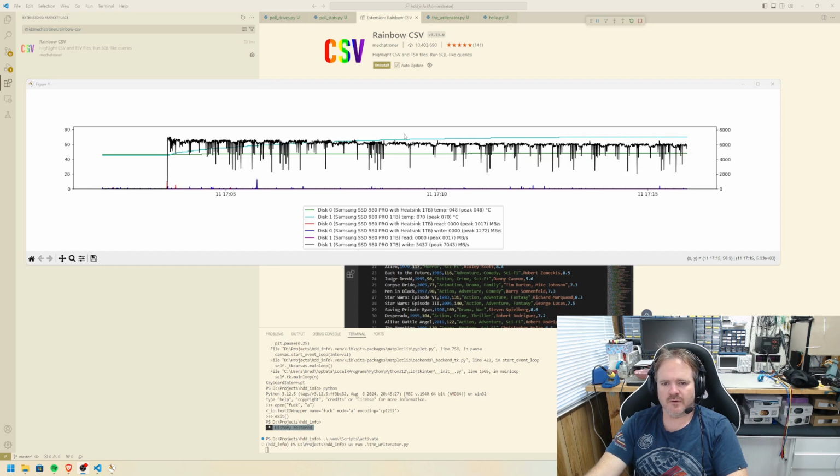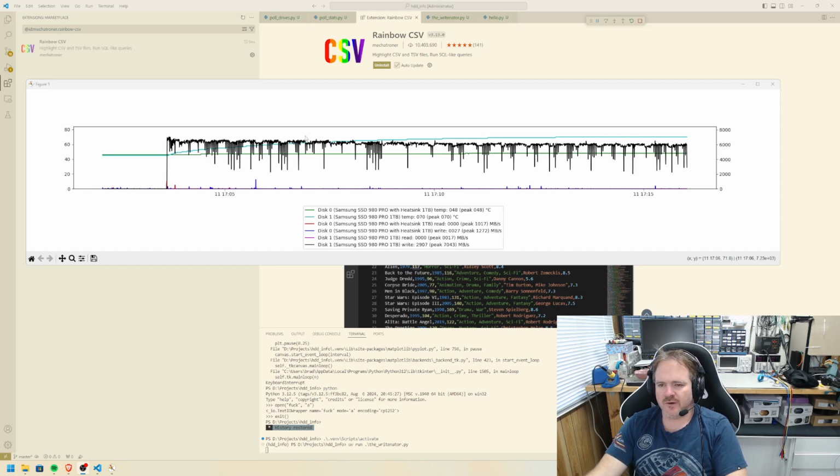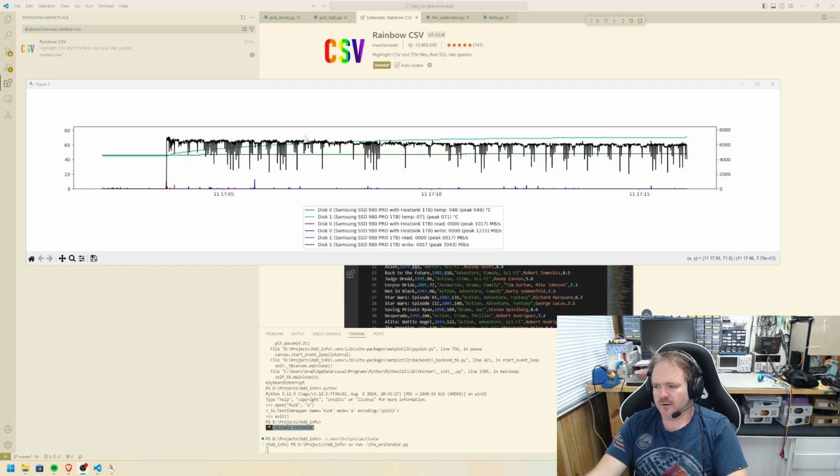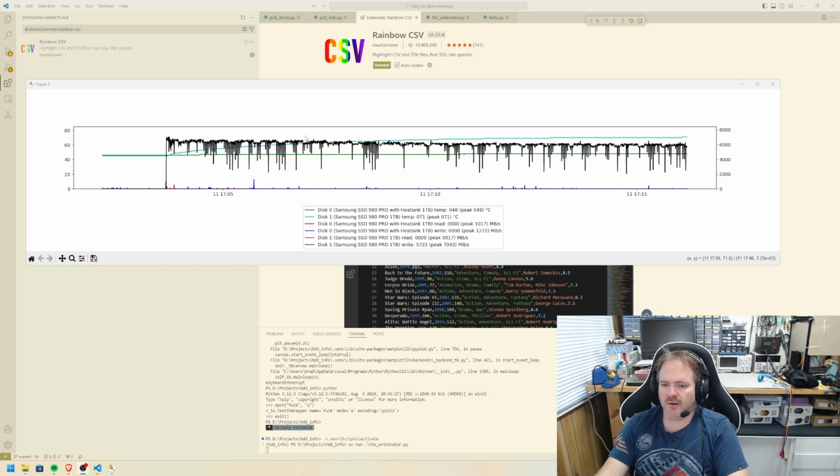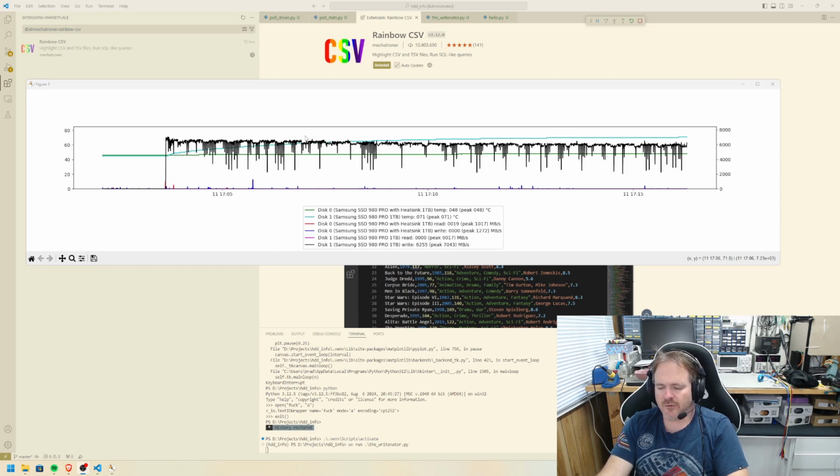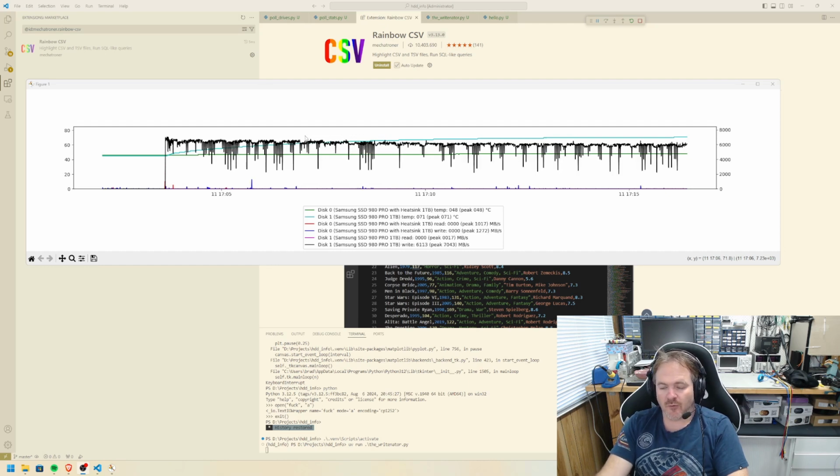So I'm gonna stop it there, and to me, I don't even need to look at the CSV files. It's a clear winner. A huge upgrade for $10 or however much I paid for a tiny little NVMe heatsink. Massive improvement. No thermal throttling. Pretty much a consistent high write speed.